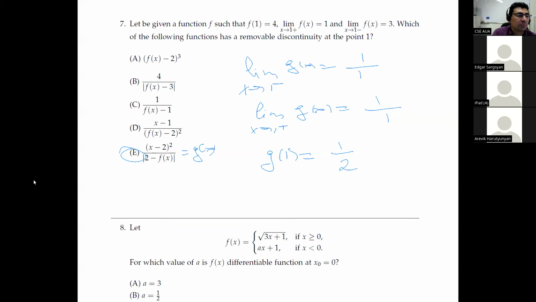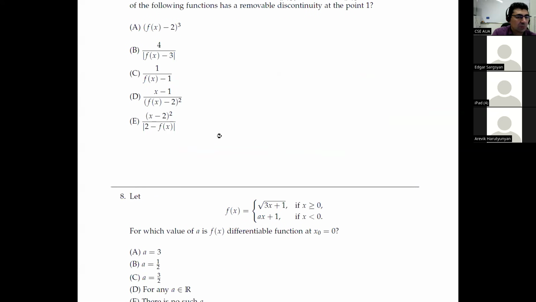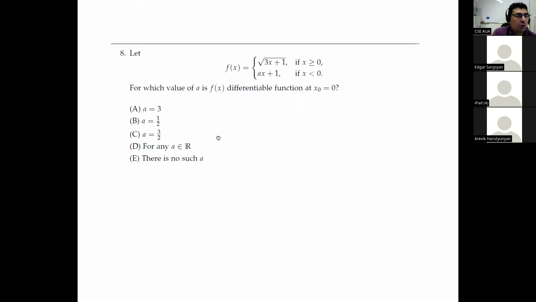Questions? Next one. For which value of a is f differentiable? Given some parameter in this exercise, we have to just find a. Can you help me how we can solve this exercise? We should use the definition of the derivative.